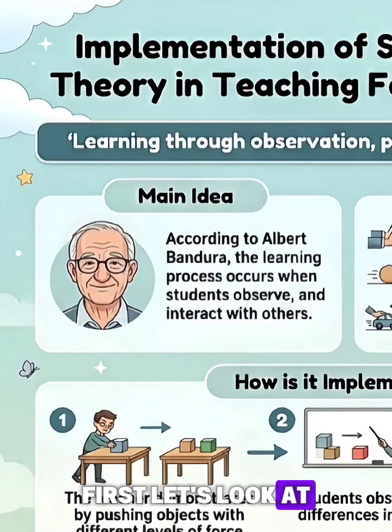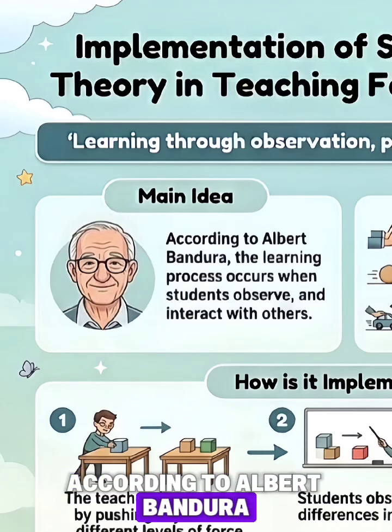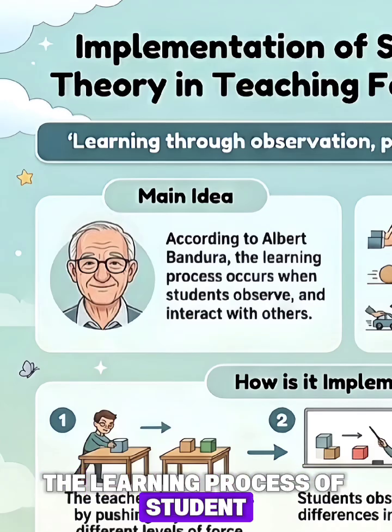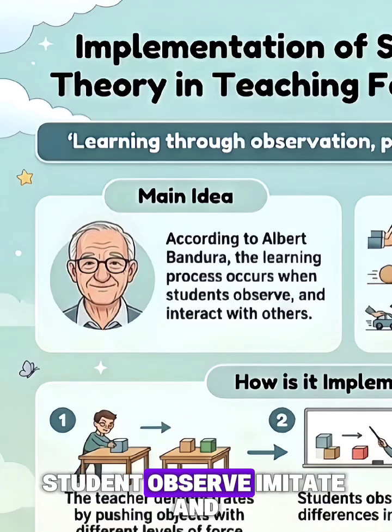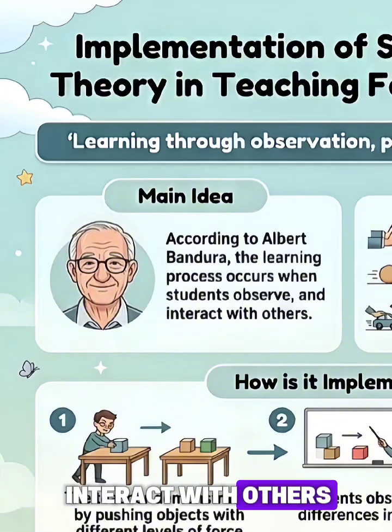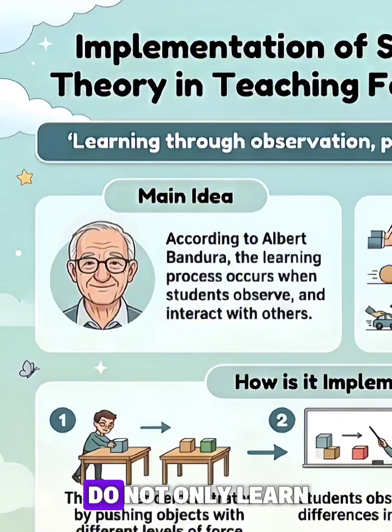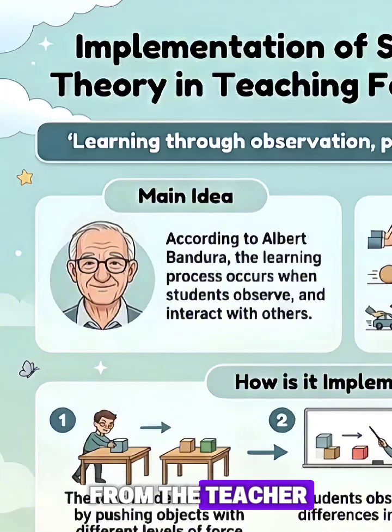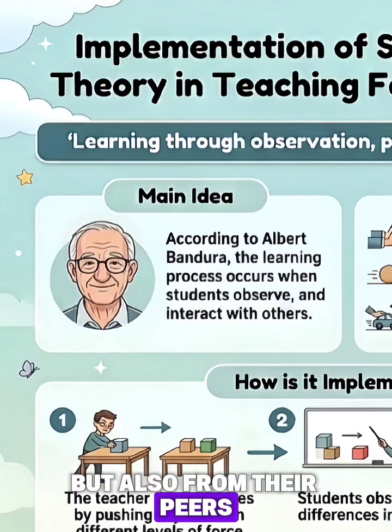First, let's look at the main idea. According to Albert Bandura, the learning process occurs when students observe, imitate, and interact with others. This means that students do not only learn from the teacher, but also from their peers.